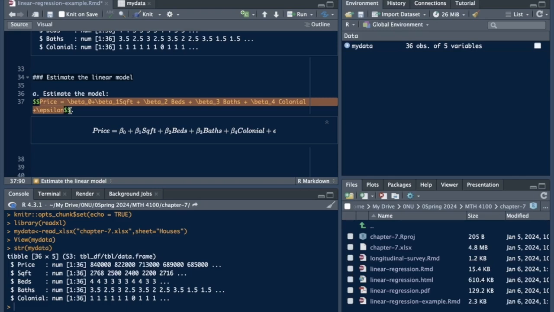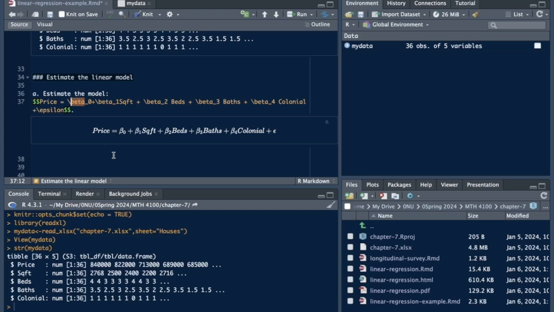In every class, in every recording, maybe you're going to see something like this. We use either a single dollar sign if it's in line with the other text, or if you'd like to start a new line, you can use $2, so the equation appears on a new line in the report. I'm using \beta because beta is a Greek letter, so \beta gives you beta underscore 0. You will be learning this gradually. So this is the linear model defined that way: the price as a function of the size of the house, number of beds, number of baths, and whether the home is colonial or not.